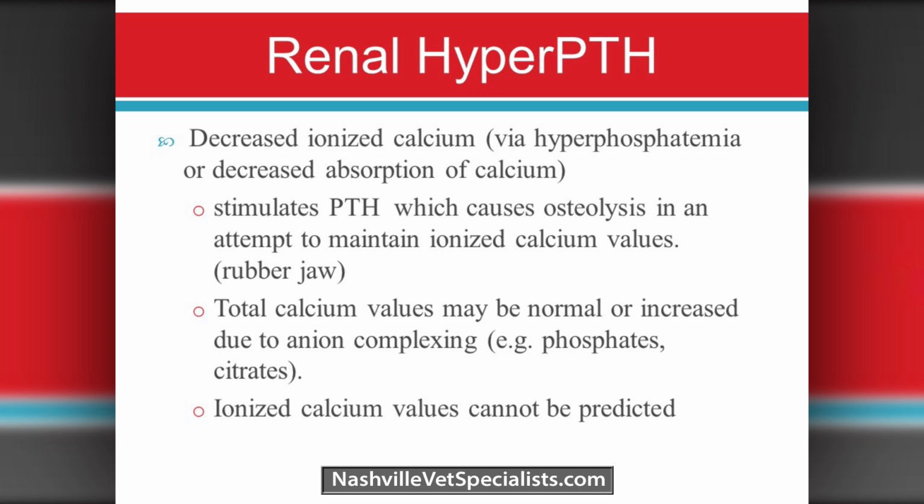Remember I was talking about calcium complexing with the phosphates and the citrates. And the key point is that the ionized calcium really cannot be predicted. If you ever see these high calcium animals, you just don't know, is it going to be truly decreased ionized or not? So sometimes you're really concerned about what you need to do. The ionized is easy to measure.